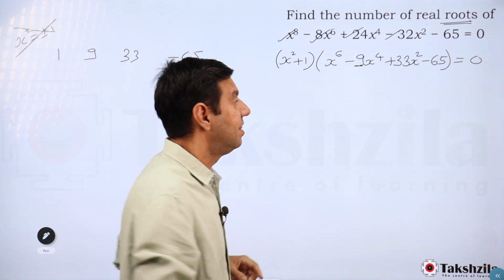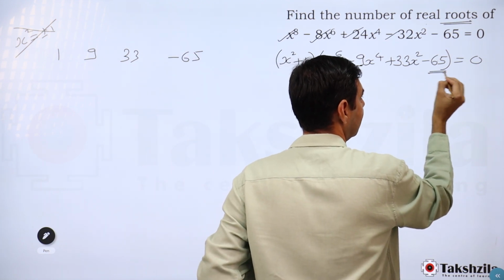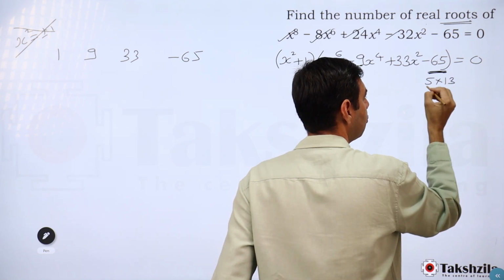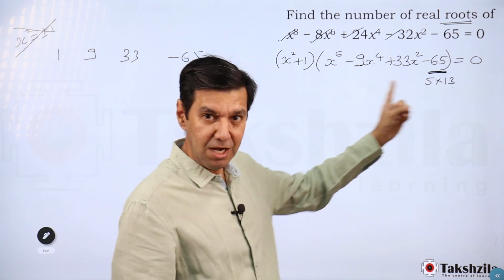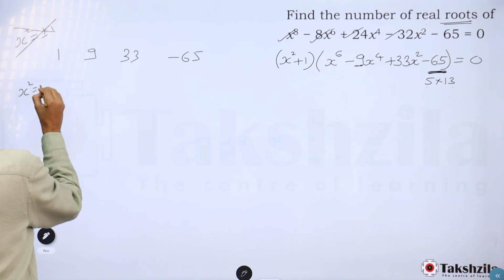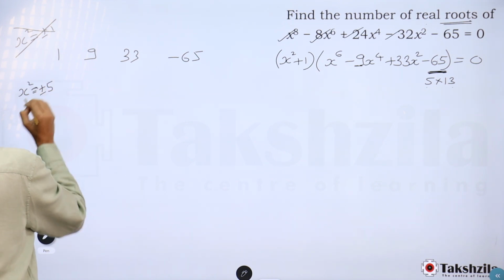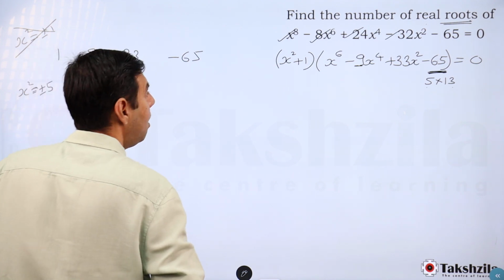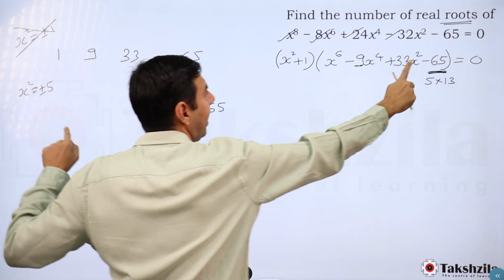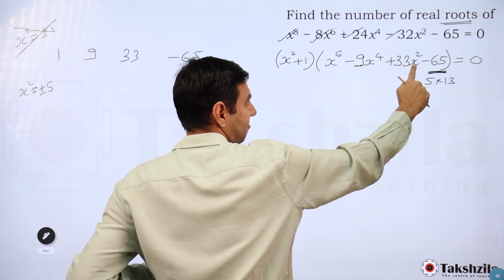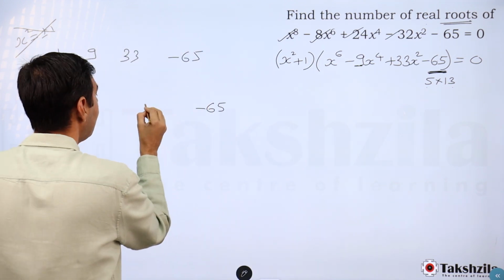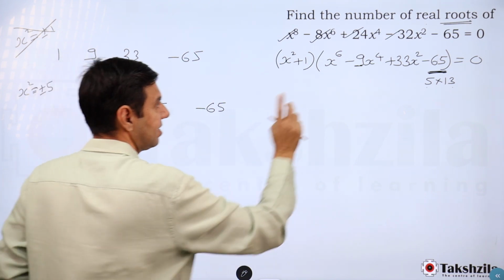Now what? This 65 is a good help here, students. This 65 can be factorized as 5 into 13, both of which are prime. So the next value that I'm going to try is where x square is going to be plus or minus 5. And I'm going to do that simultaneously. So if this is a minus 65, if x square is either a plus or a minus 5, 5 into 33, 150 and 15 is going to be a 165. It could be a plus or a minus.